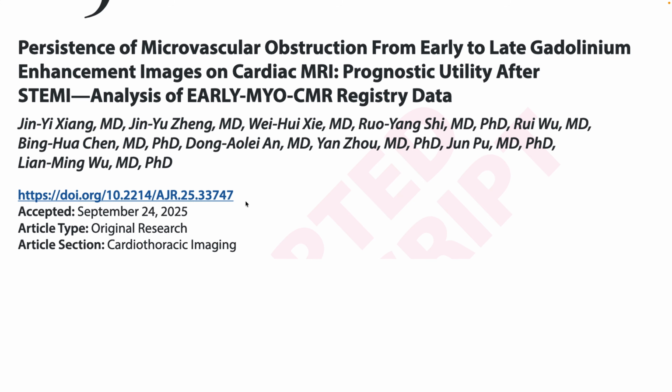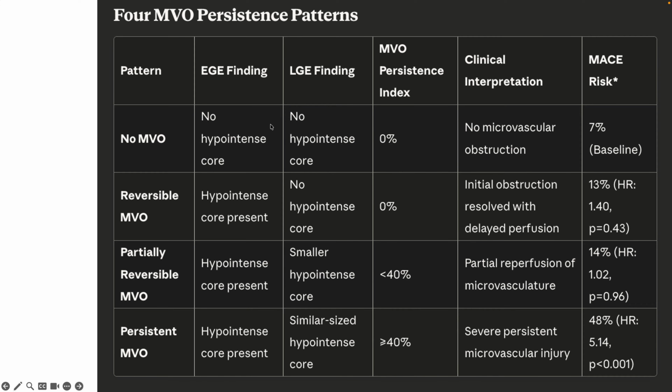What does this mean? So there was this paper that was published last week on the 24th of September in the AJR, which basically talks about the relevance of persistence of MVO. And they divided MVO into 4 patterns. So one is there's no MVO at all on early or late GAD. Reversible, meaning there's complete reversibility, so no hypointense core on late GAD. And then partially reversible as in our case, and persistent where there is no reversibility at all.